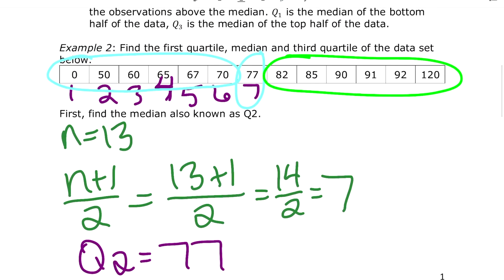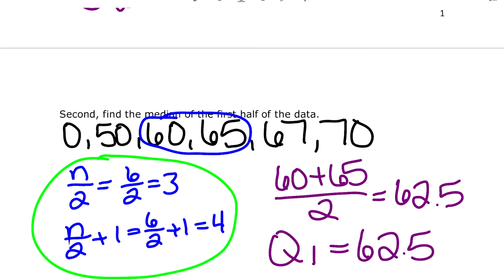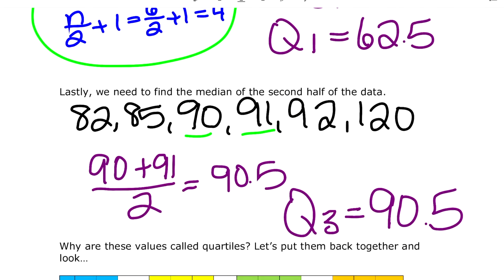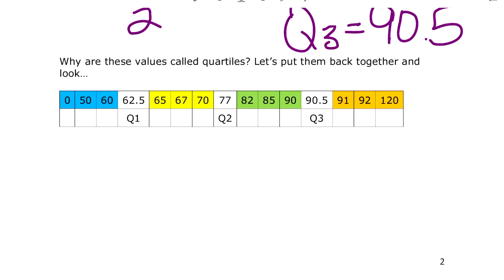So now I found all 3 of my quartiles. We started by finding the median of our entire data set, which gave us Q2. Then we looked at everything less than the median to find Q1. We found the median of that lower half of the data. And then finally we found Q3 by looking at everything above the median and finding the median of that. So now let's go ahead and put these back together and look at what we've created.